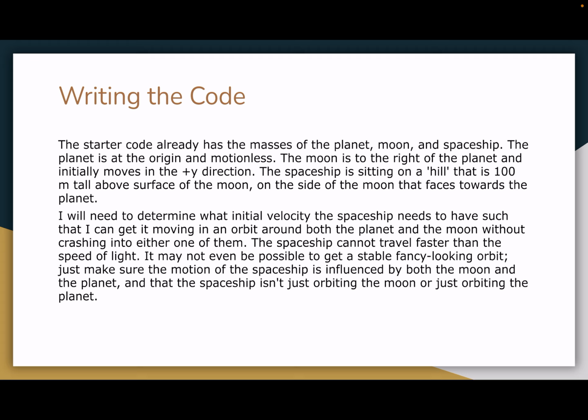I will need to determine what initial velocity the spaceship needs to have, such that I can get it to move in an orbit around both the planet and the moon without crashing into either one of them. The spaceship cannot travel faster than the speed of light, and it may even be possible to get a stable, fancy-looking orbit because of the complications of the code. So I just had to make sure that the spaceship didn't crash into either the moon or the planet.